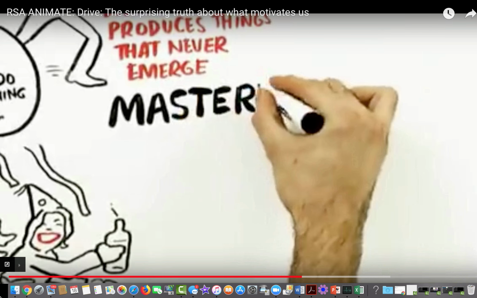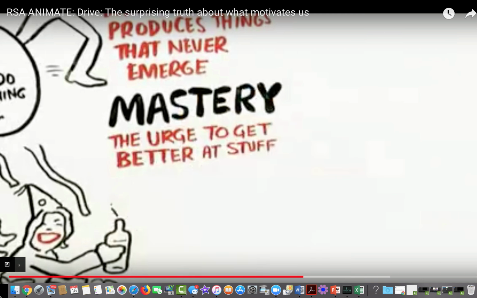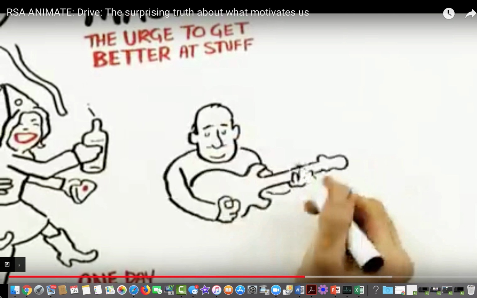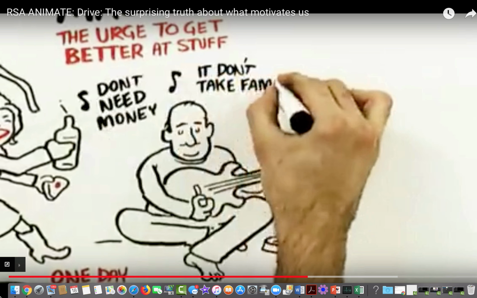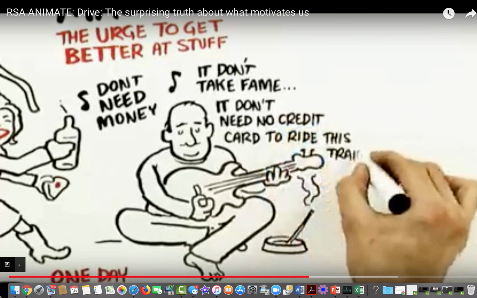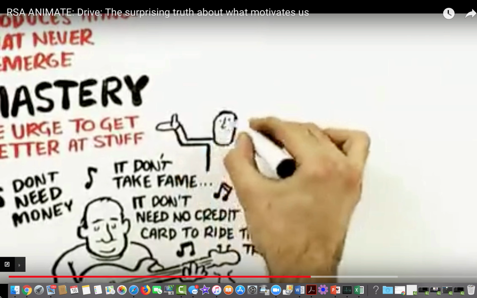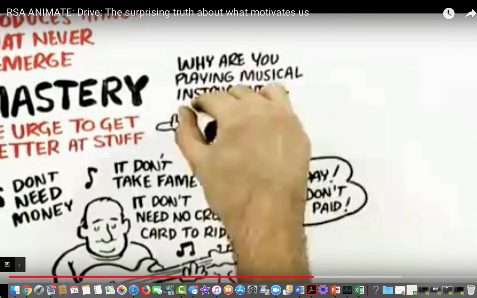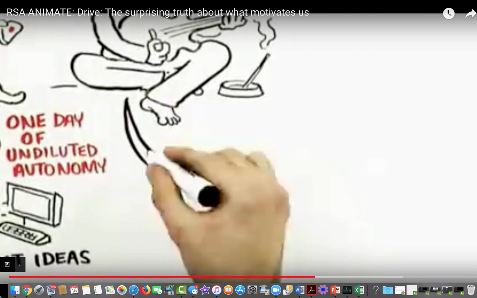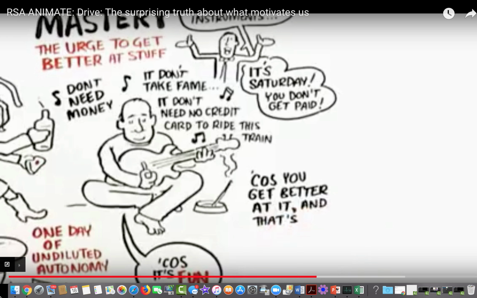Let's talk about mastery. Mastery is our urge to get better at stuff. We like to get better at stuff. This is why people play musical instruments on the weekend. You got all these people who are acting in ways that seem irrational economically. They play musical instruments on weekends. Why? It's not going to get them a mate. It's not going to make them any money. Why are they doing it? Because it's fun, because you get better at it, and that's satisfying.